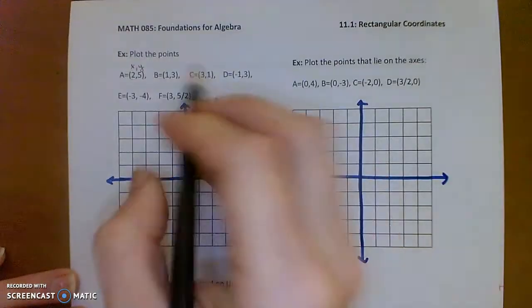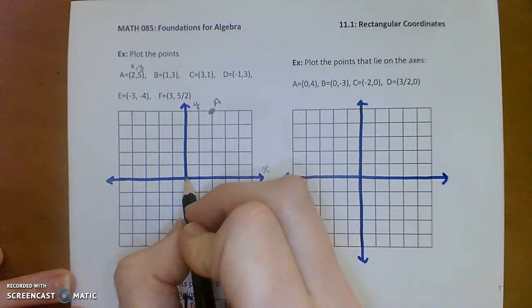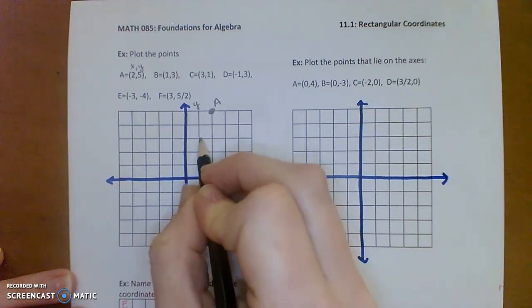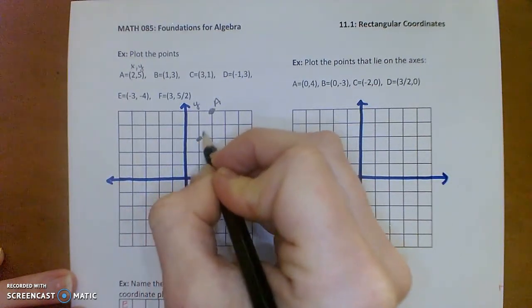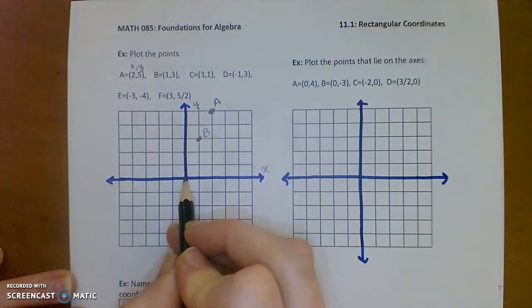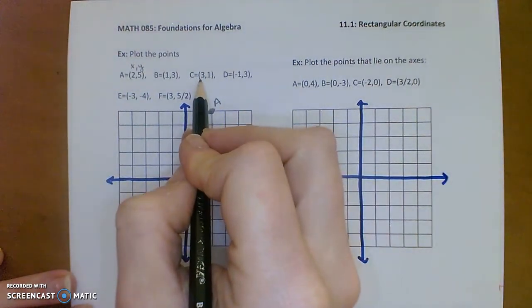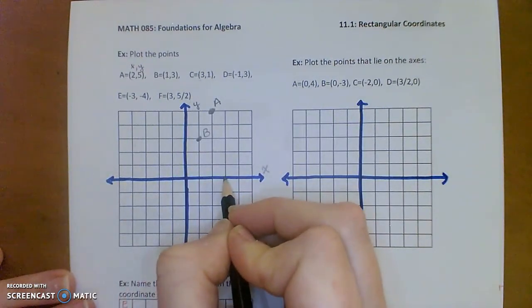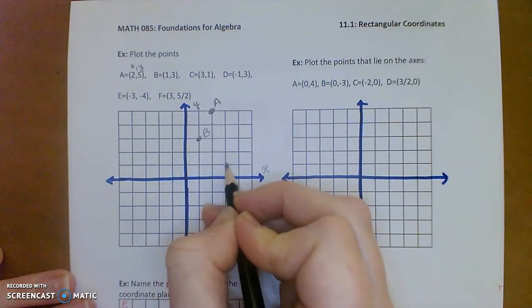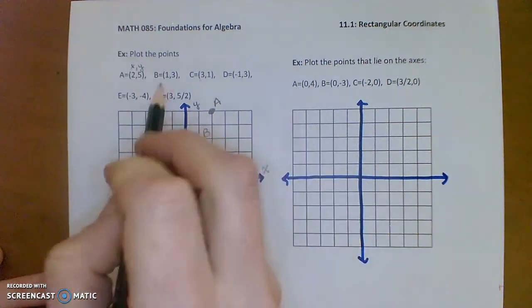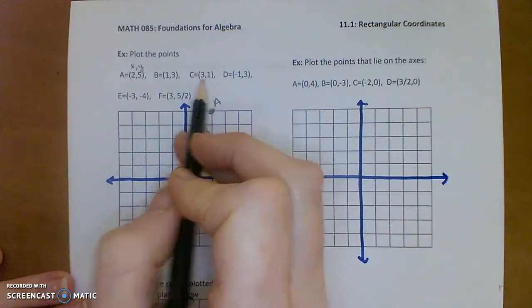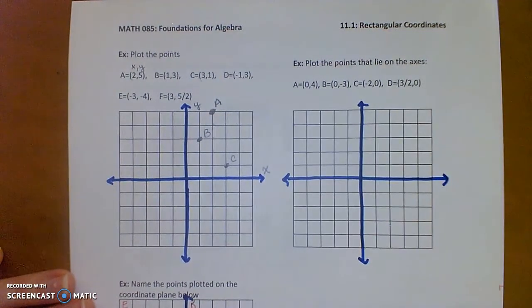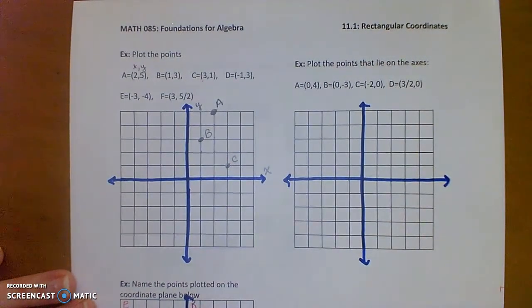Let's find the point B, which is 1, comma 3. 1 unit right, 1, 2, 3 units up. There's B. Point C has coordinates 3, comma 1. So 1, 2, 3 units right, 1 unit up. So notice the similarity between these points. They have the same numbers, just the x and y coordinates are reversed.